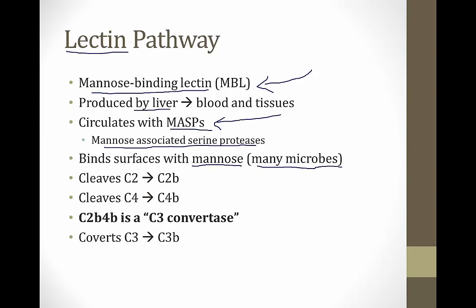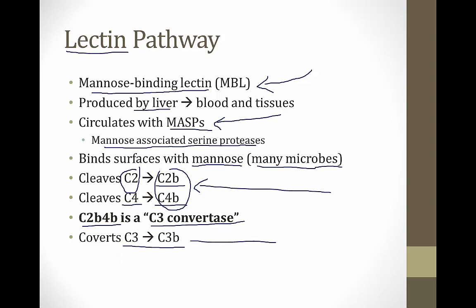Once the complexes bind, they will convert a complement protein called C2 into C2b. They will also convert a complement protein called C4 into C4b, and then the C2b and C4b will bind together to form C2b4b, and this molecule is a C3 convertase. A C3 convertase is an enzyme that can convert C3 into C3b. So once you have formation of this structure, C3b will begin to form, and that leads to formation of the MAC and destruction of bacteria.